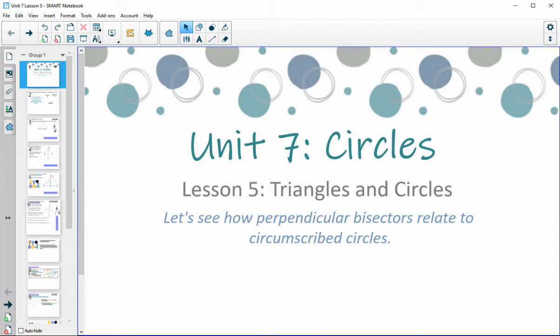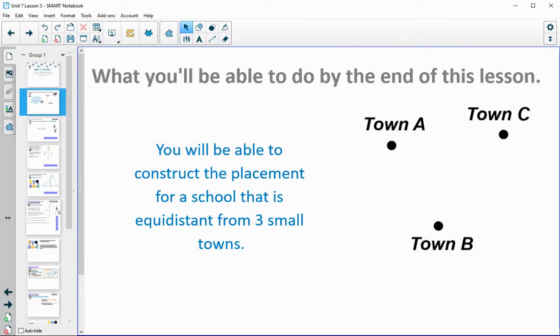In this video, we are going to look at Unit 7, Lesson 5, which is triangles and circles, and we're going to see how perpendicular bisectors relate to circumscribed circles. By the end of the lesson, you are going to be able to take 3 towns and construct where a school should be placed that will be the same distance from each of the 3 towns.